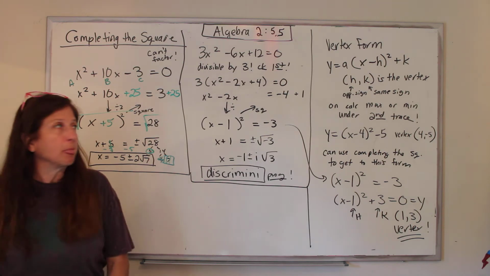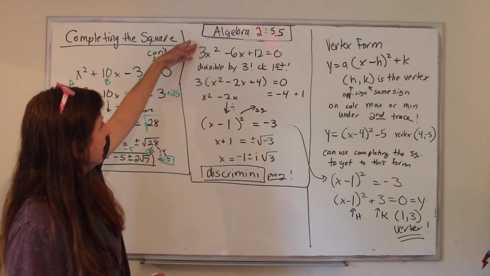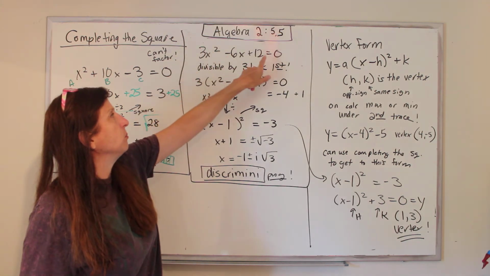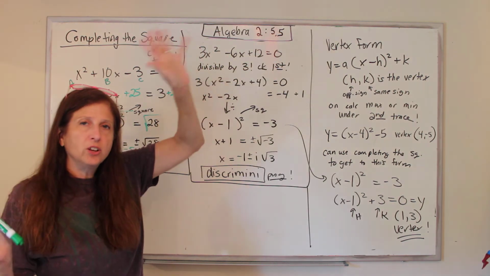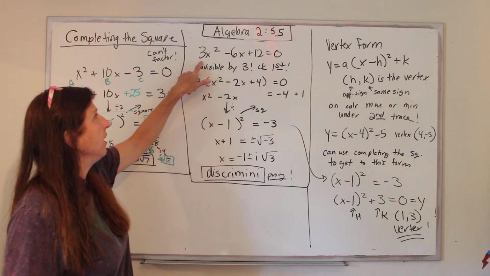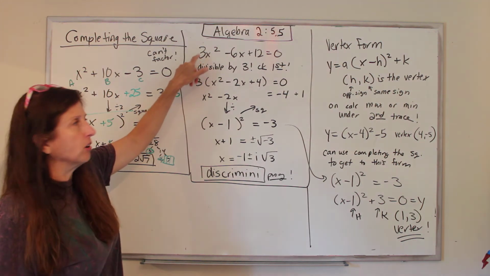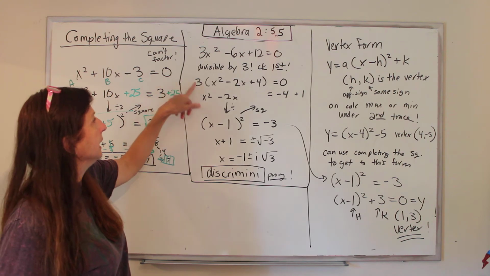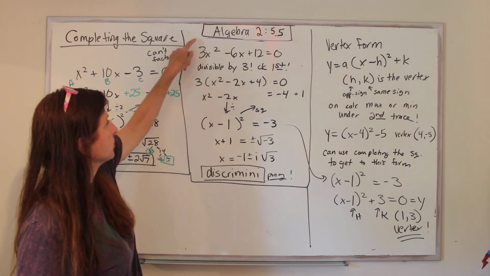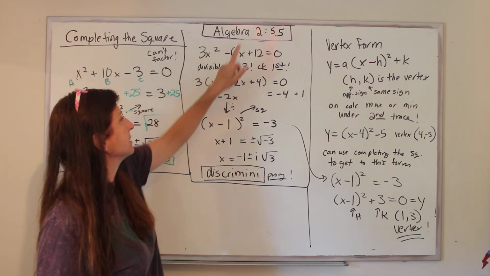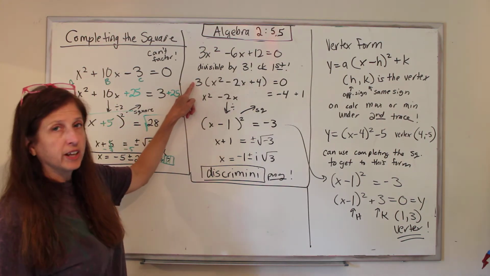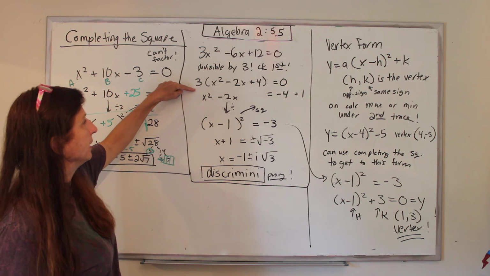Okay, next idea. Okay, here is another one. Notice these are all divisible by 3. So before you do one of these, if there's not nothing here, probably you're going to pull something out. And we pulled out a 3. Because 3 times x squared is 3x squared, 3 times negative 2x is negative 6x, and 3 times 4 is 12.